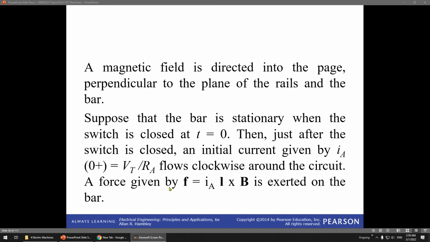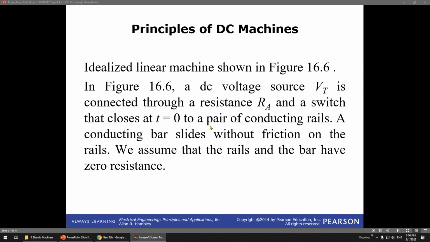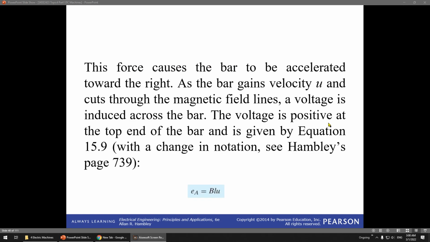A force given by F equals I L multiplied by B is exerted on the bar. The direction of the current I is towards the bottom of the page. Thus the force is directed to the right. So it means that the direction goes here, to the right.